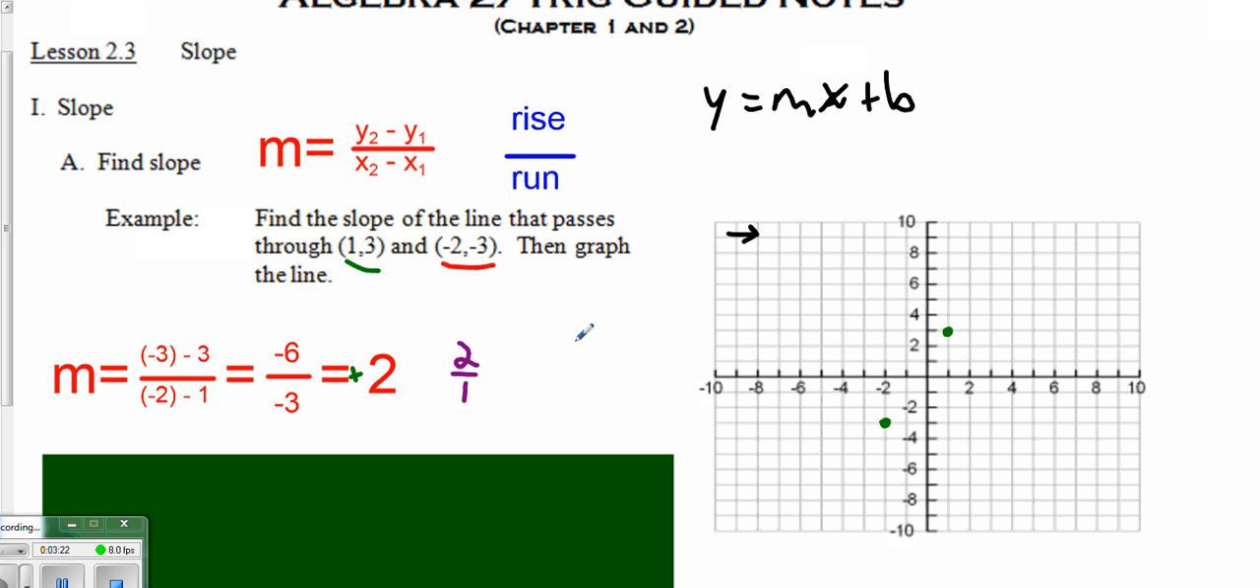What that's saying is, as we're going from one point to the next, because these are both positive, this being positive means up 2, this being positive means we're going in the positive x direction, so right 1. Up 2, right 1. Up 2, right 1. Up 2, right 1. And it lands right where we wanted it to. And it would continue to go up 2, right 1.